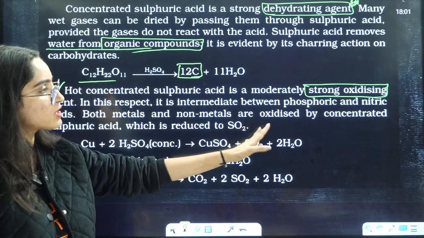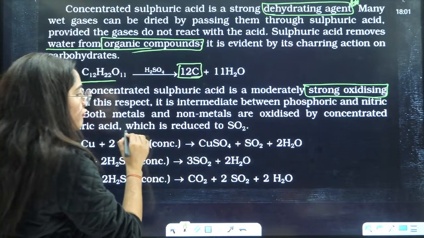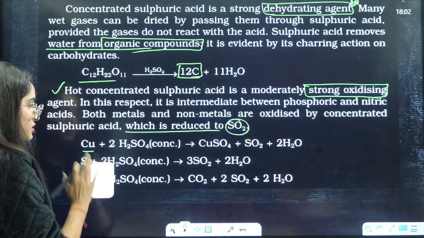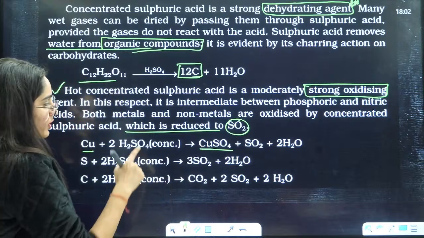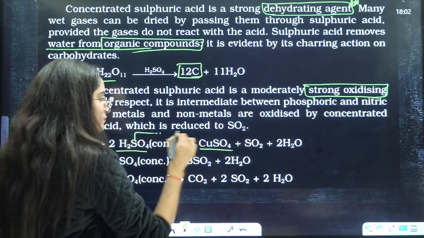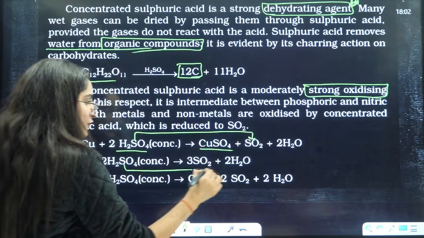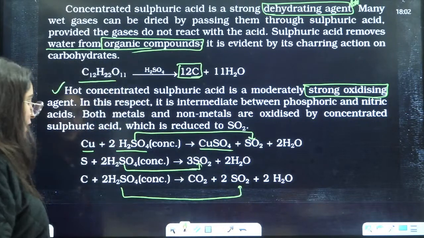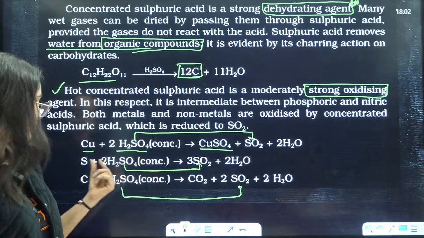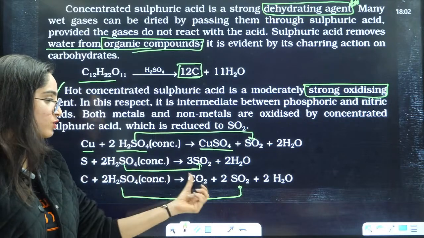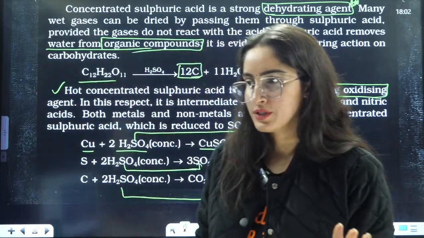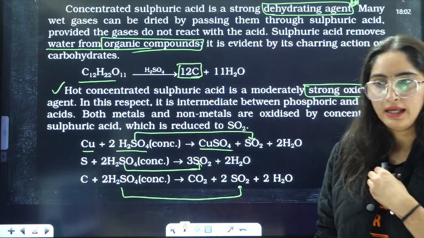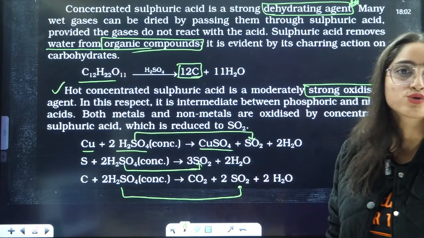Both metals and non-metals are oxidized by concentrated sulfuric acid, which is reduced to SO2 gas. So for example, you have copper, it will be oxidized to CuSO4, and the acid itself will be reduced to SO2. Again, itself is reduced to SO2. Here sulfur is oxidized to SO2, and here carbon is oxidized to carbon dioxide, right? It readily undergoes reduction. Yes, very good. It will reduce itself to SO2, right?